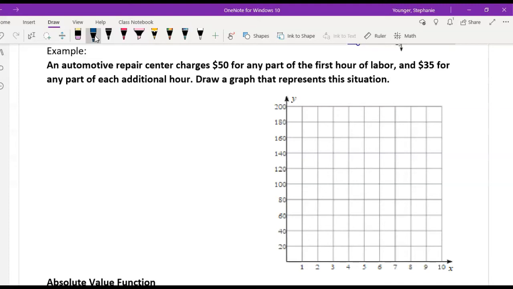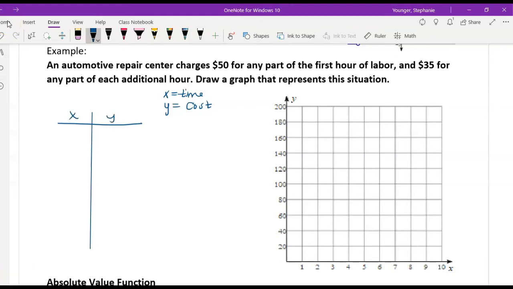So before we can even draw our graph, let's take a look at what we're looking at. X is going to refer to the time we have, and Y is going to refer to the cost. How much am I having to pay out in labor? So let's go ahead and make a quick little chart. Here we have our X, here we have our Y.